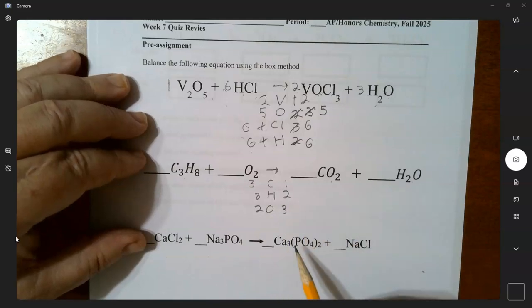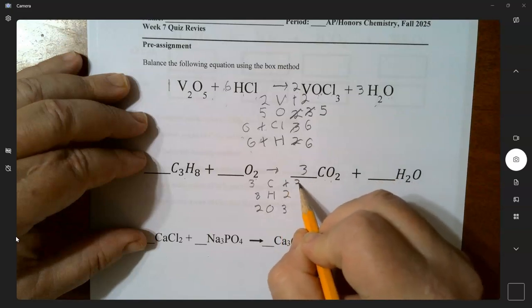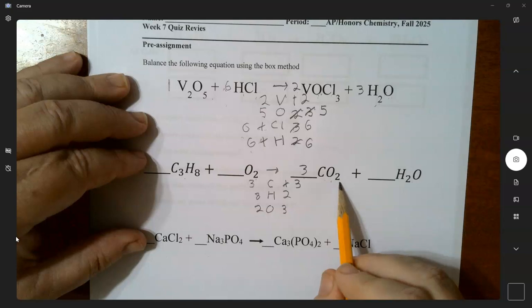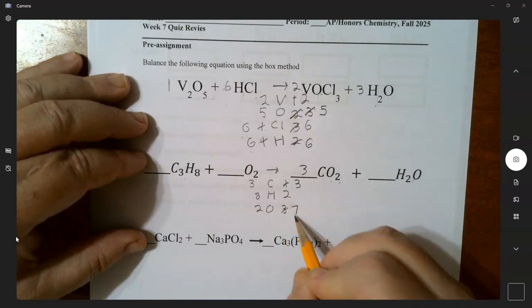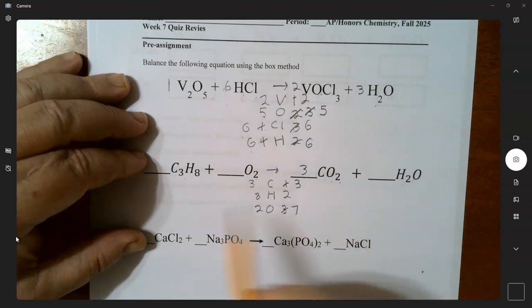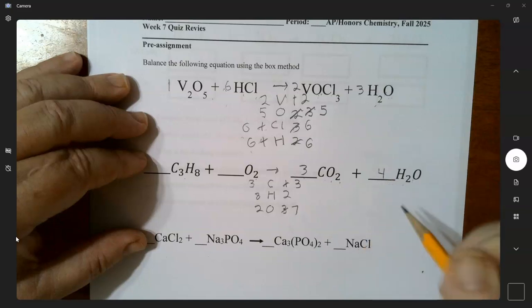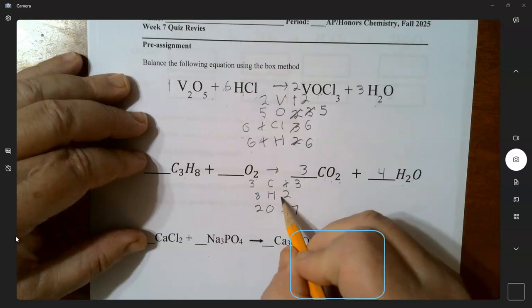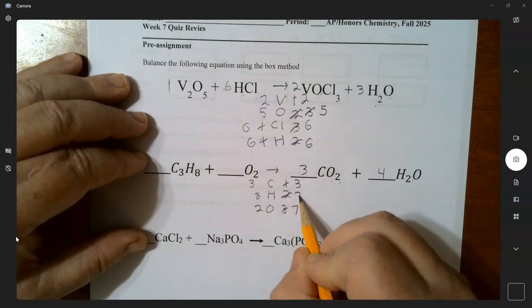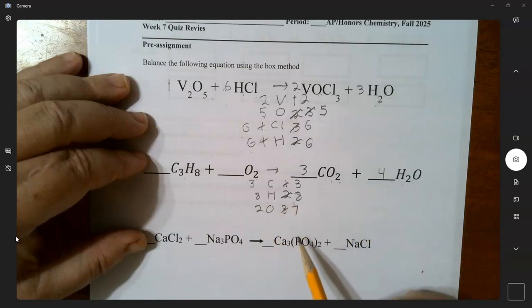Okay, we'll start with carbon. So now you have 3 times 2 is 6 plus 1 is 7 oxygen. Hydrogen, we have 2 here and 8 here, so we're going to have to put a 4 there. So that brings hydrogen into balance also. Alright, now you have 7 and 2 here.